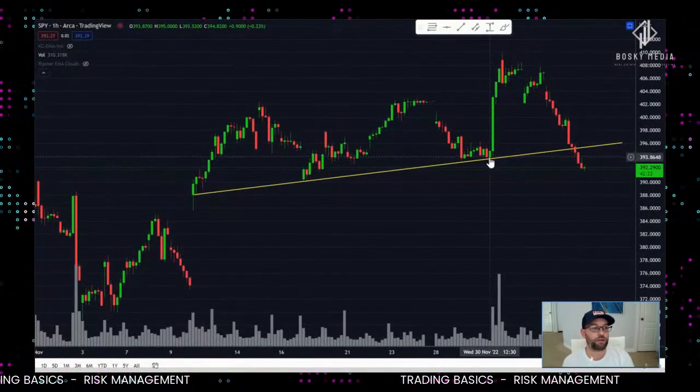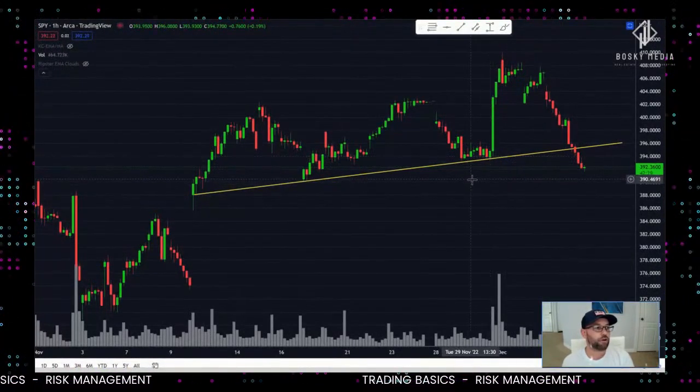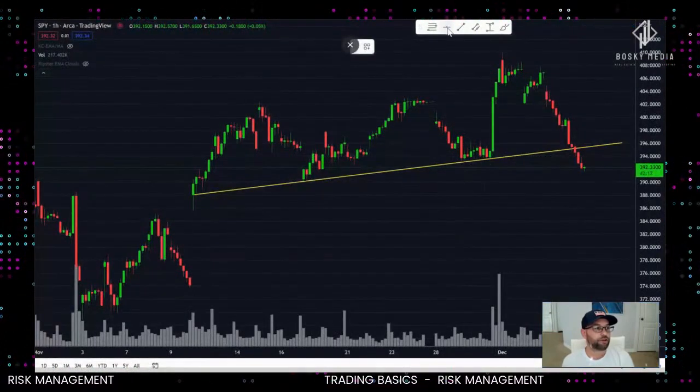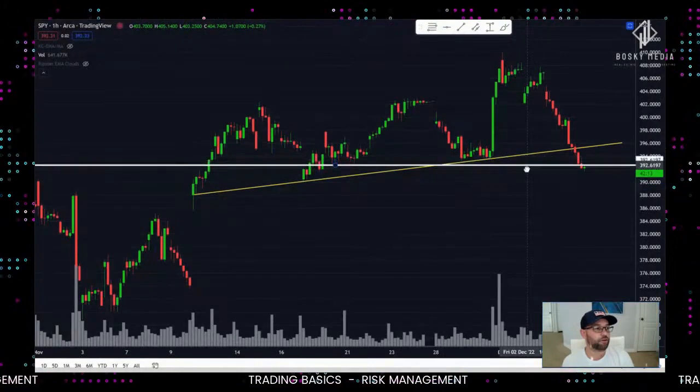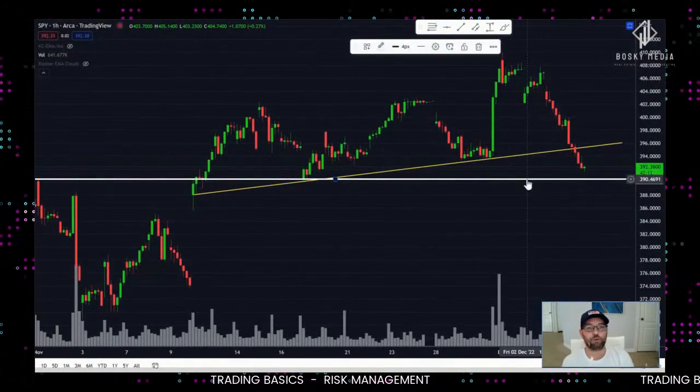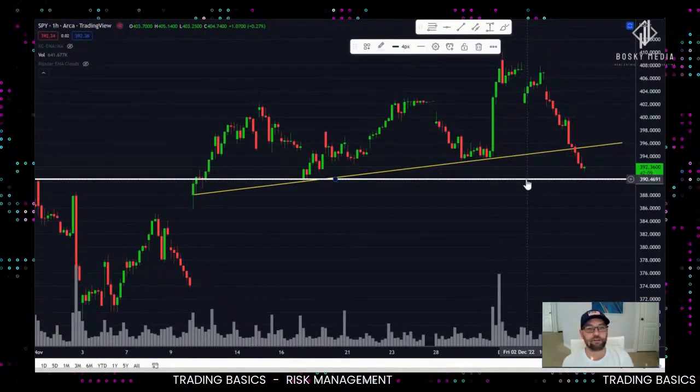Okay, we made a lower low than there, but we haven't gone lower than here. And what they'll do is, if this was their support line, they'll move it down. If you do that, you will lose all of your money, guaranteed.